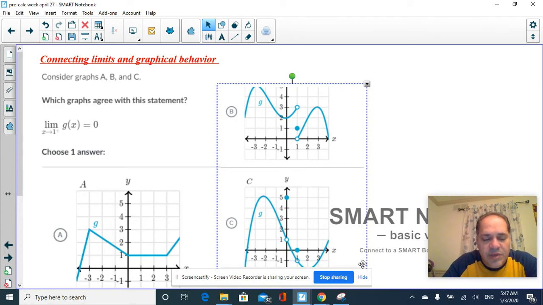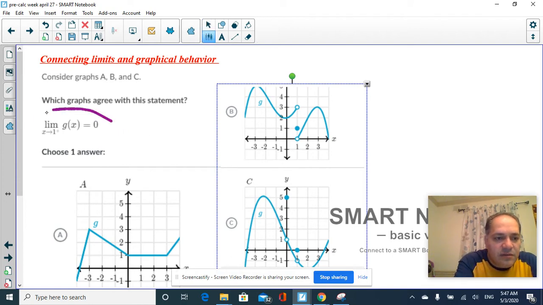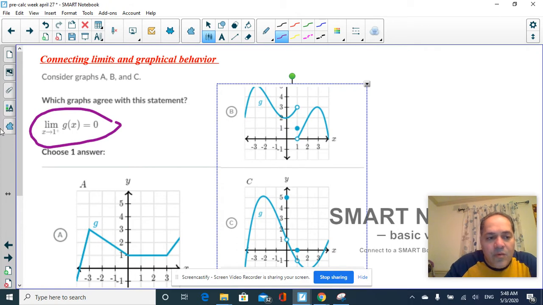So we are going to study the behavior of the function at an exact point. If you see the question in front of you, we have the limit of g of x. When x approaches 1 from the right-hand side, it equals 0. So he gave you here the limit of the function itself when x approaches 1 from the positive side equals 0. Which function represents this limit?